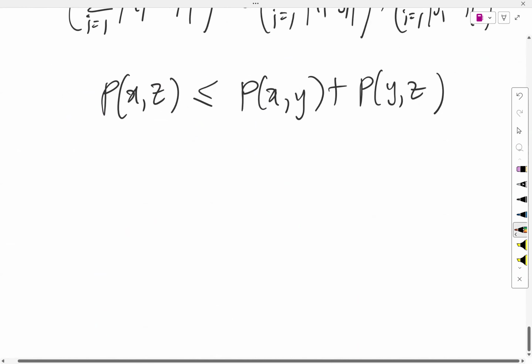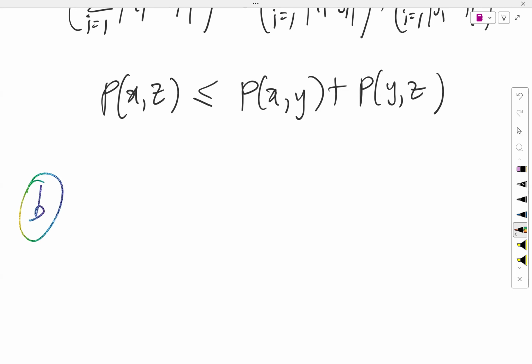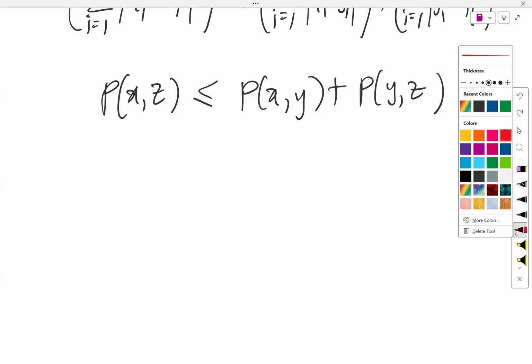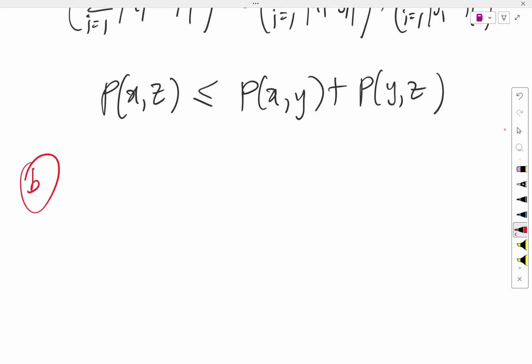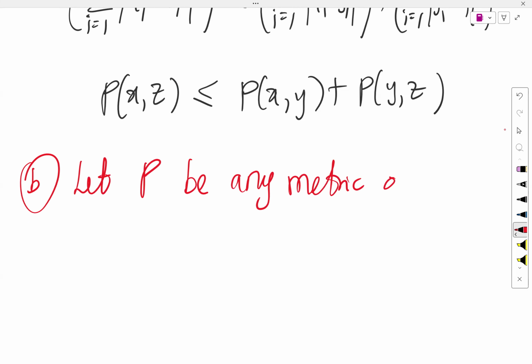So can we go to the second part of the question, which is equally interesting? So in this case now, what we have is what we can call B now. Or let me use a very bright color here. So B, see what we have. We want, let P be any metric on X which belongs to the real number system, right? And that is the real line.